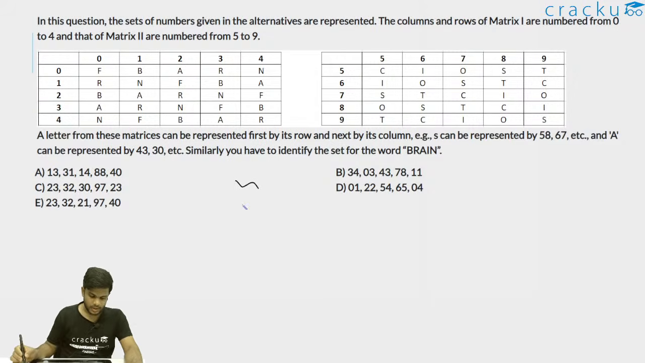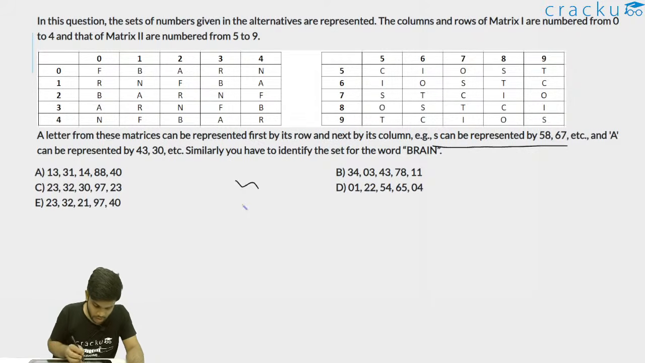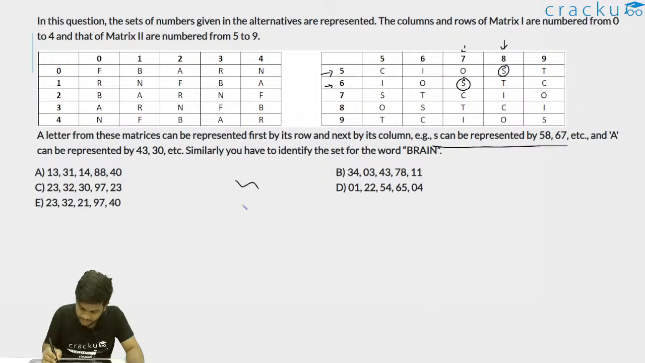Okay. So it is given that S can be represented by 58 and 67. So S will be represented by 58 and 67. So 58 means fifth row and 8th column. Here it is S. And again 67, so 6th row and 7th column. So here it is S. Okay. So let's start with brain.